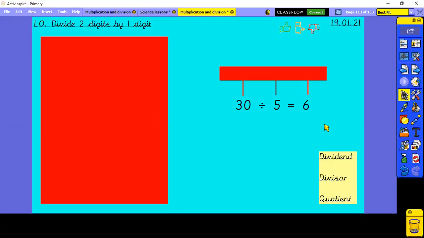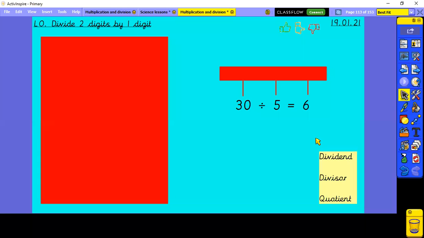I've got them here so you've got the spelling, and what I want you to do in your maths book is label each of these numbers with the correct vocabulary. So we've got our dividend, our divisor and our quotient. Just pause the video and label 30, 5 and 6 using this vocabulary with what I've just taught you.